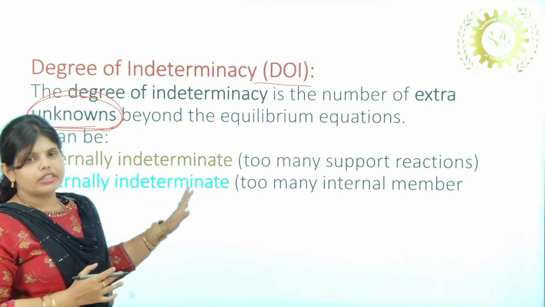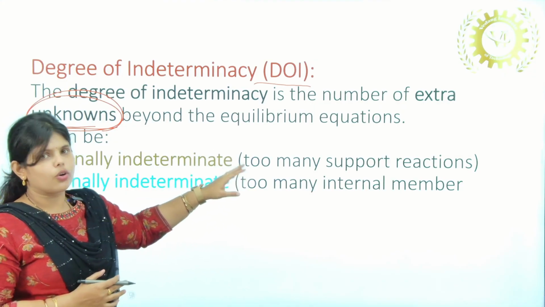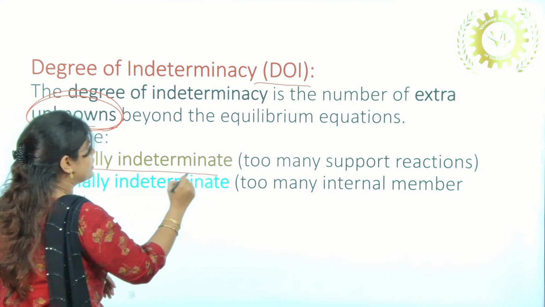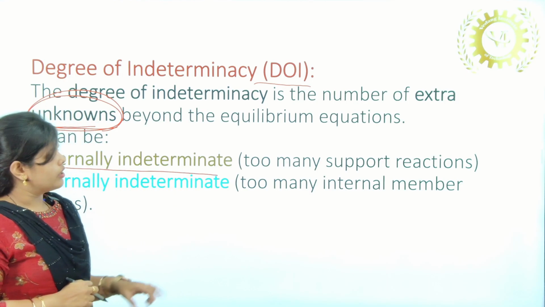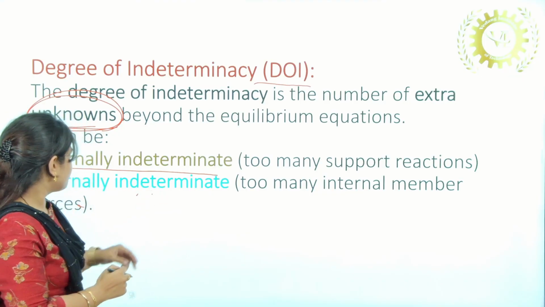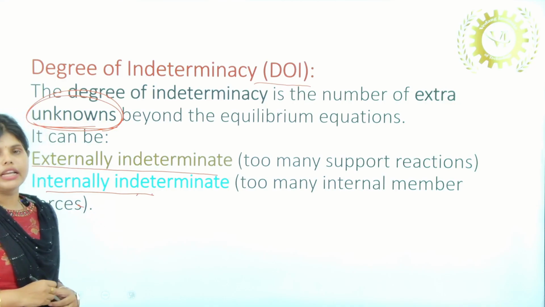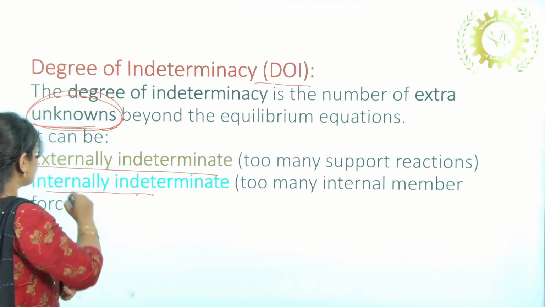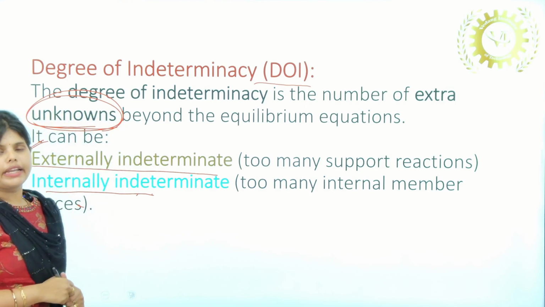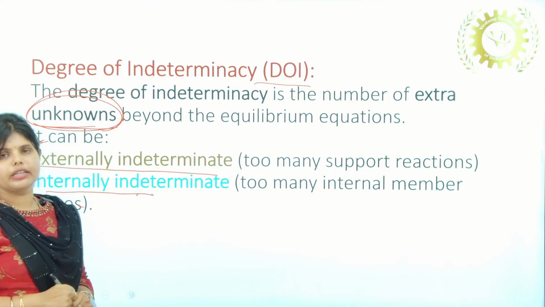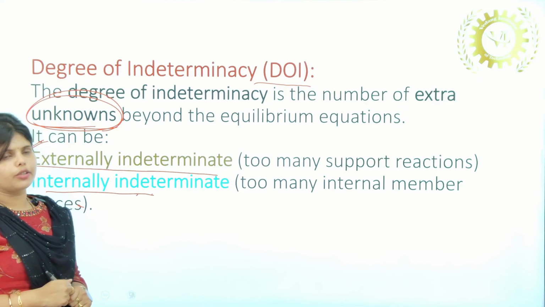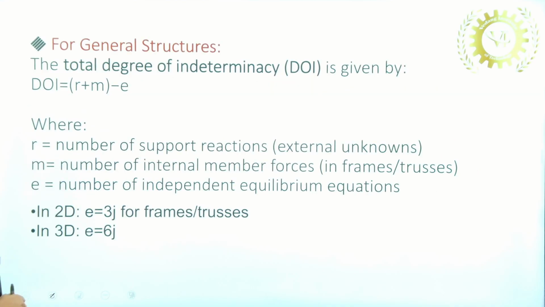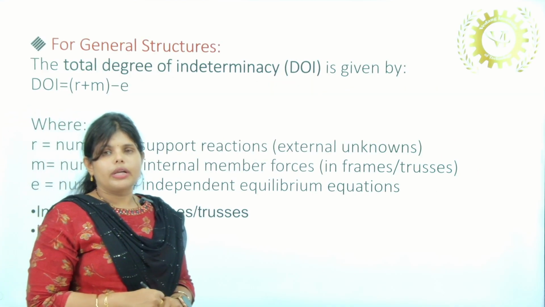If there is an extra reaction or too many reactions, that will be termed externally indeterminate, and internally indeterminate is said to be when there is a greater number of internal forces. We have two types of degree of indeterminacy: one is externally indeterminate, another is internally indeterminate. So let's go for these two. First is how to find the DOI.